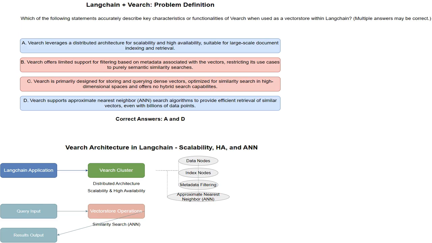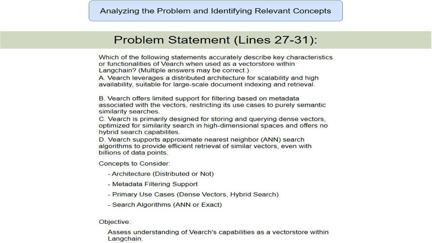Based on the evaluations in the preceding sections, this segment explicitly states the correct answers. The provided text determines that options A and D are the accurate statements describing key characteristics and functionalities of Vearch as a vector store. Now, let's examine the core challenge. This outlines the quiz question, requiring evaluation of several statements related to Vearch's characteristics and functionalities within Langchain.